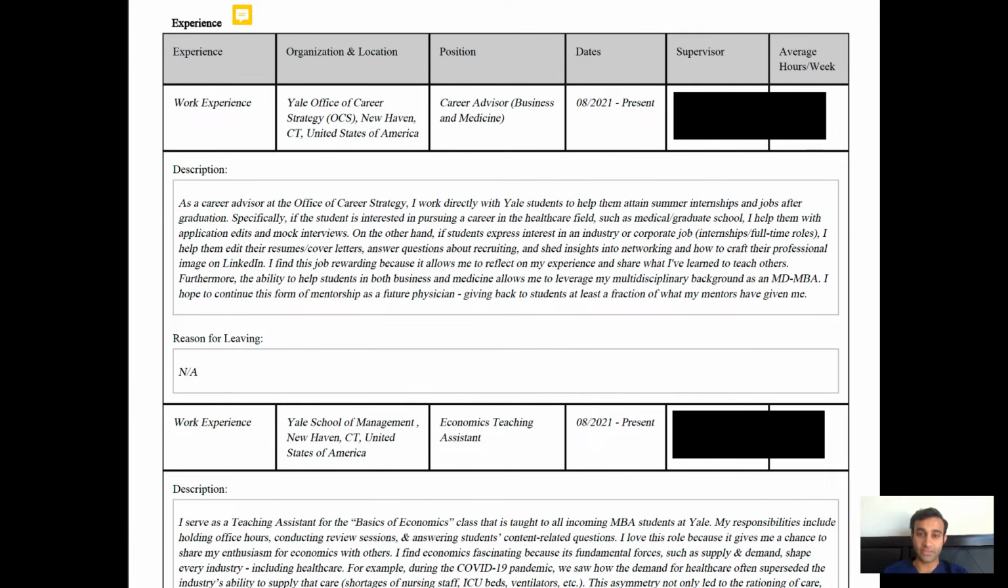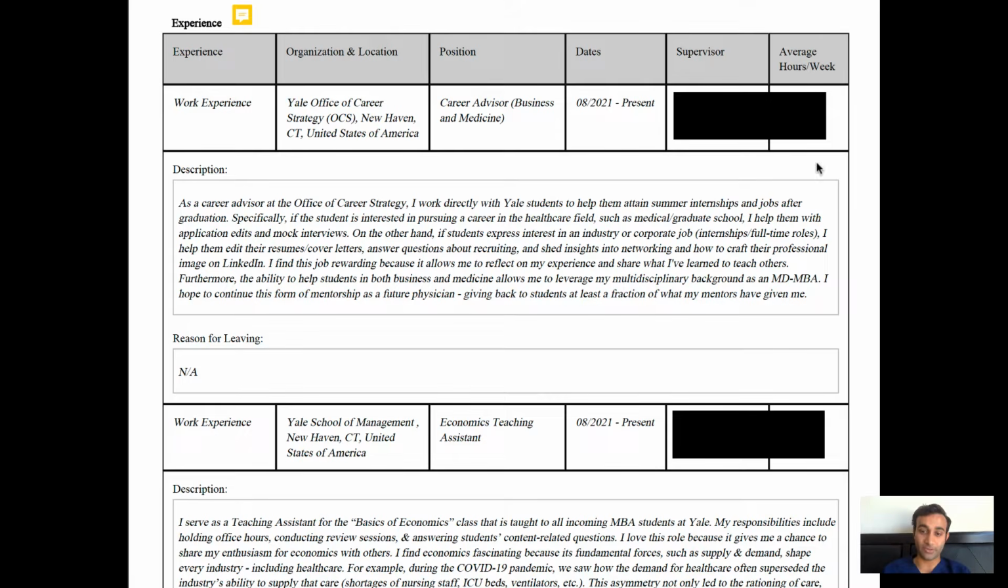So now the experience section. This is actually where you have a chance to talk about all your experiences, whether they're work experiences, research experiences, and I believe service experiences. You then have 1,020 characters to talk about that experience, and then you also have 510 characters to describe why you left that experience if you want to elaborate on it. Notice that you'll have the organization and location that you'll have to mention, as well as your position, as well as the dates that you did it, your supervisor, as well as average hours per week.